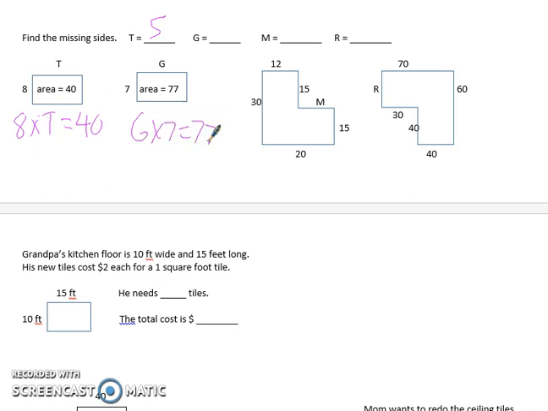Width times length, G times 7 equals 77. Well, 10 times 7 is 70. That's a little low. 11 times 7 is 77.